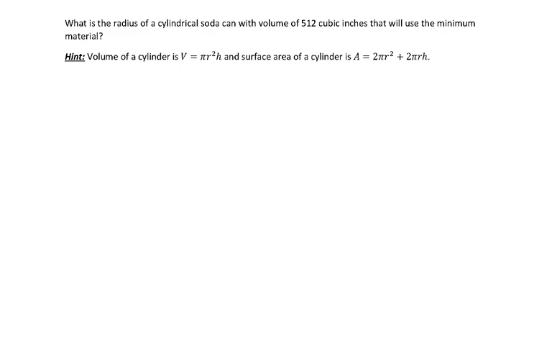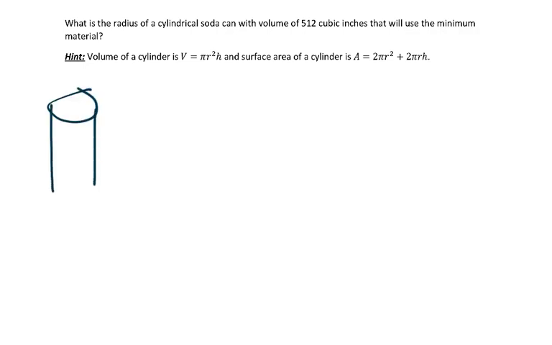What is the radius of a cylindrical soda can with a volume of 512 cubic inches that will use the minimum material? The volume of a cylinder is pi r squared h, and the surface area of a cylinder is 2 pi r squared plus 2 pi r h. Okay, so draw a picture.